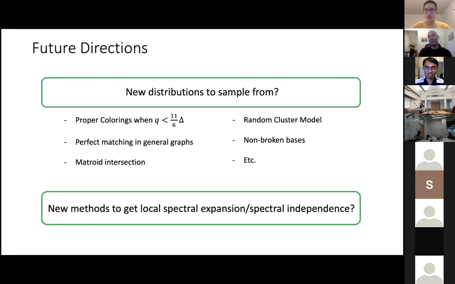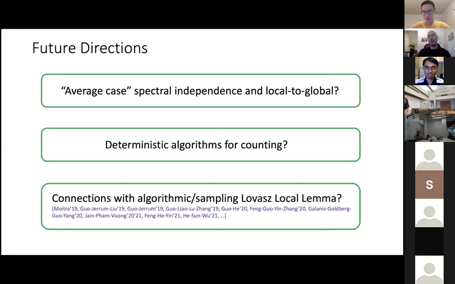This whole notion of spectral independence seems to be a very powerful tool for approximate counting and sampling. And you mentioned a question about applications to algorithmic versions of the Lovász local lemma. Oh, this one, yeah. Do you have any sense of other areas where this might be useful? Do you think there are other algorithmic problems where this could be useful?